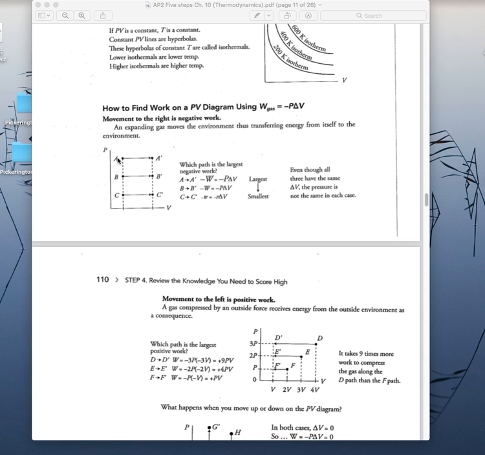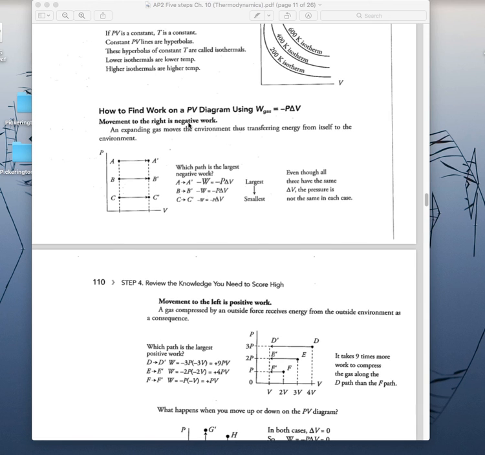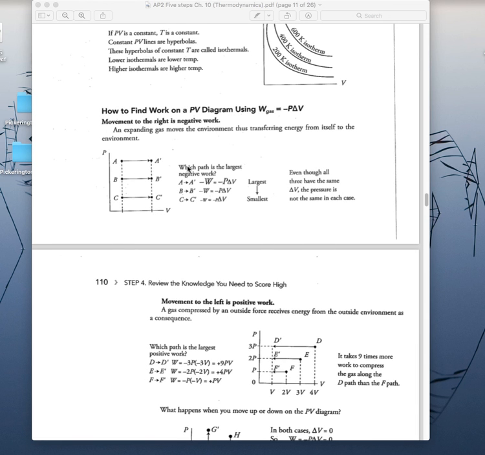I like this example of how to find work using a PV diagram. So movement to the right is negative work. Why? Because the system's expanding, and that means you're pushing out, which means it's like you're pushing energy out. So you have the most work done here because you're looking at all this area down below. Here, less energy. Here, the least energy. So most negative work done from A to A prime. The areas where we're going the other way, to the left, you'd have the most work done on the system from A prime to A.